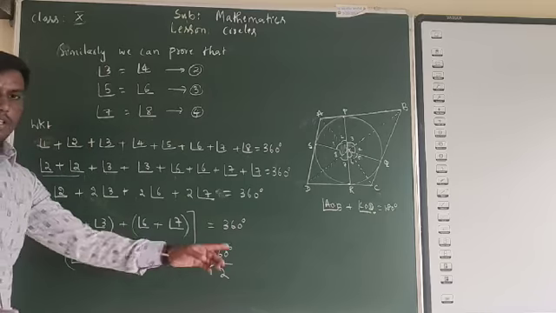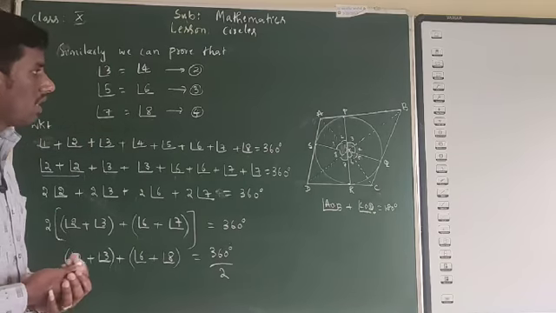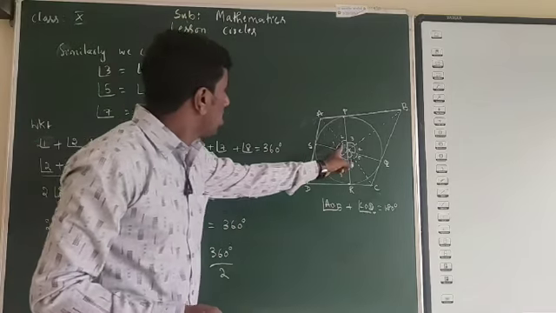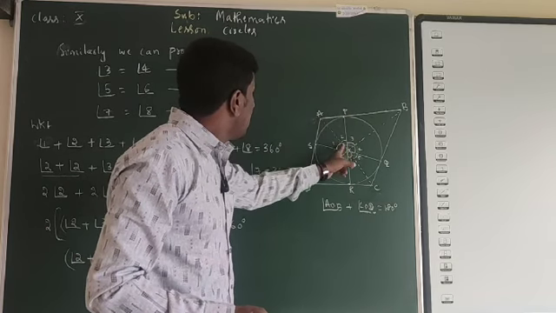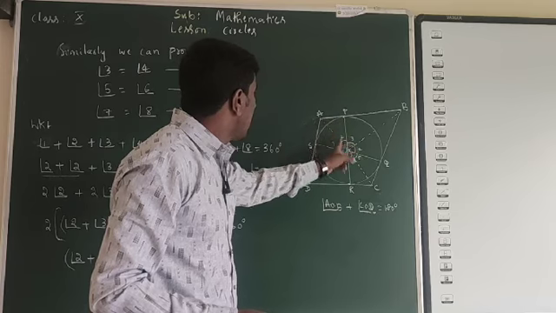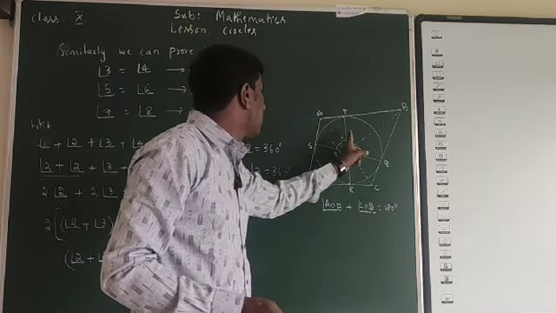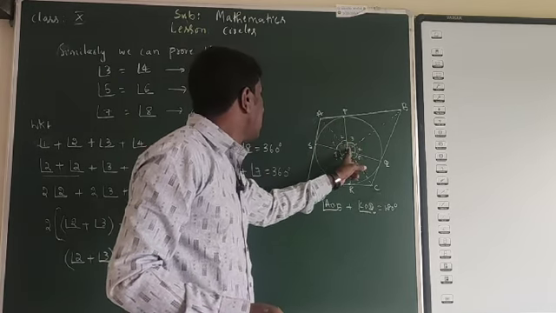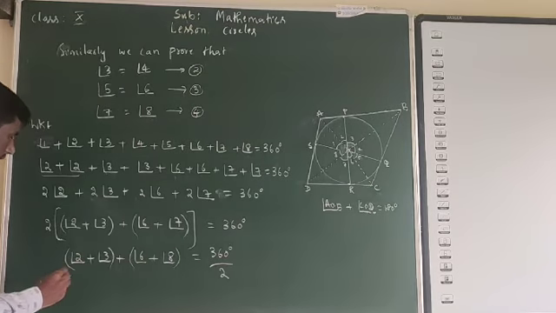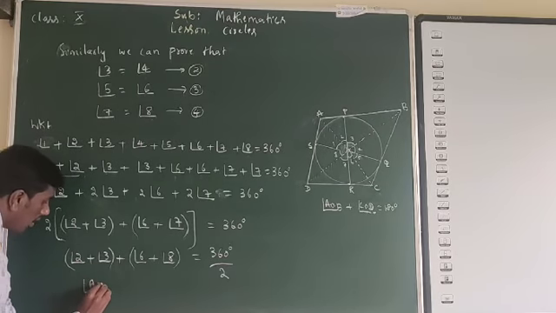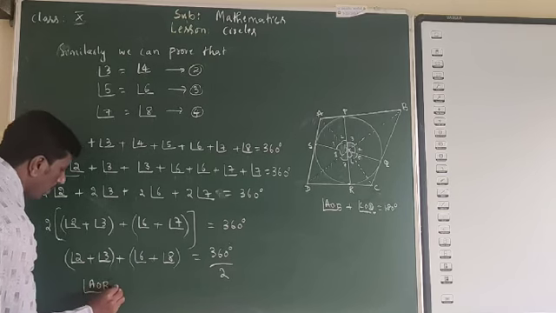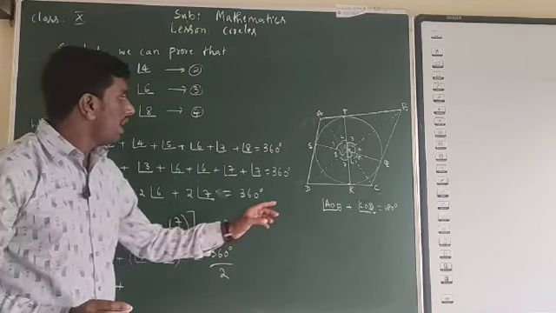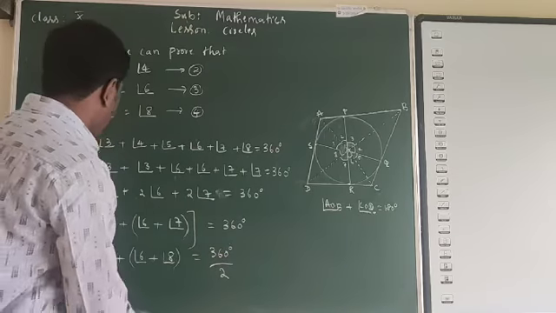So 2 will be divided. Now we can observe that angle 2 plus angle 3: angle 2 is angle AOP and angle 3 is angle POB, so angle 2 plus angle 3 will become angle AOB. Plus angle 6 plus angle 7.